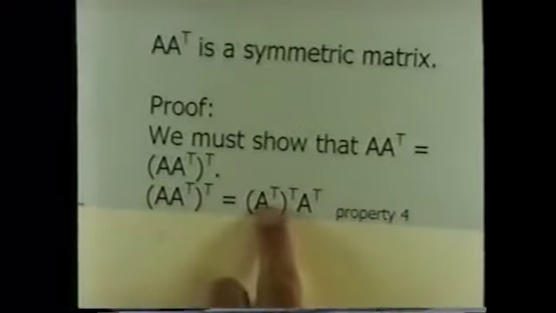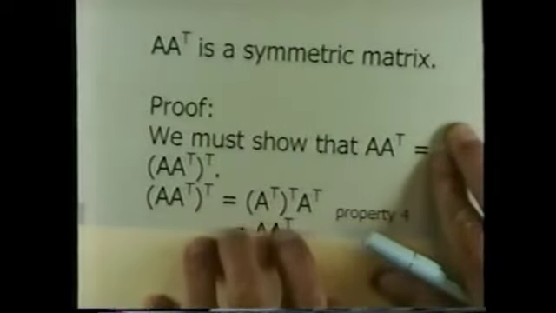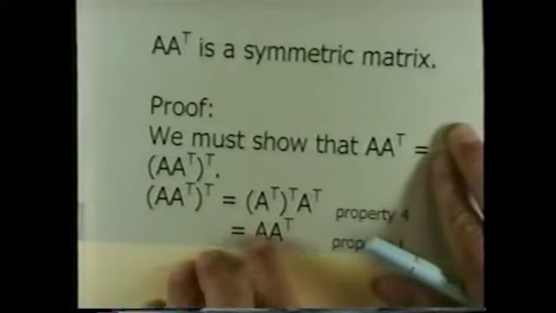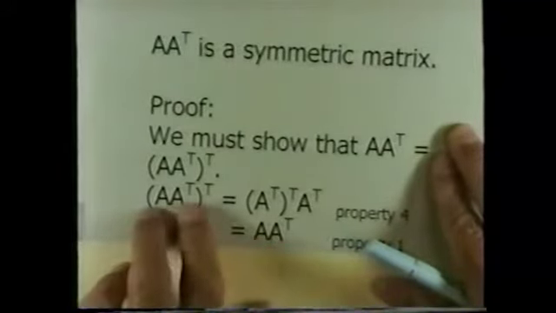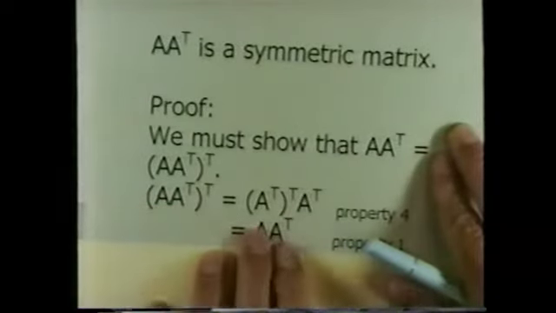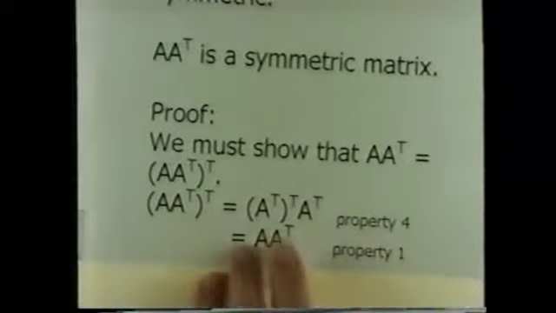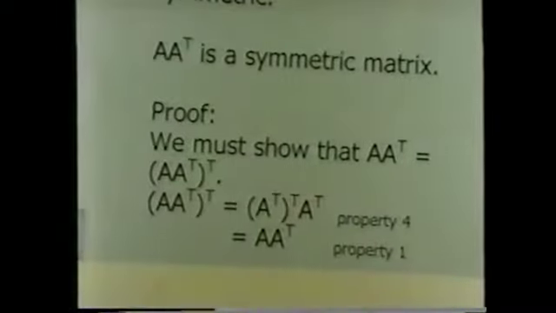But property 1 tells me that the transpose of A transpose is just A. So I have A times A transpose. So I've shown that the transpose of A times A transpose is itself. So therefore, anytime I multiply A times A transpose, I will get a symmetric matrix.